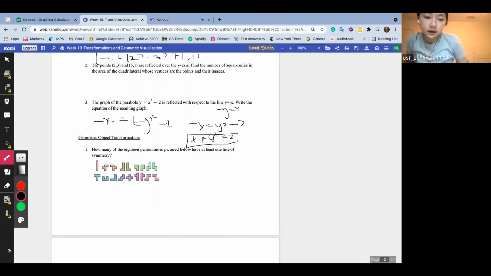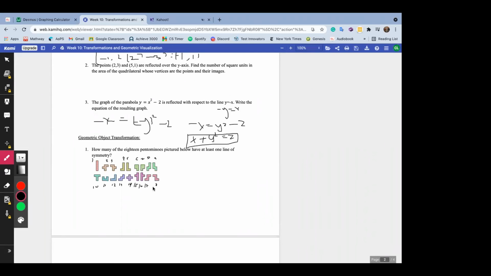Okay, so the next section is going to be geometric object transformation. First, a really quick review. How many of the 18 pentominoes pictured below have at least one line of symmetry? We can test all of them and see which ones have lines of symmetry. Tell me how many there are and which ones they are. Just label them 1, 2, 3, up to 13, and tell me how many and which numbers.